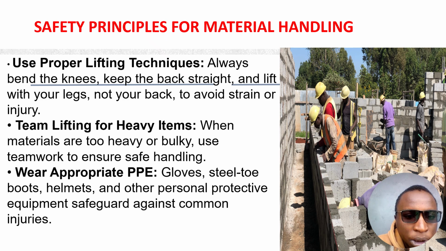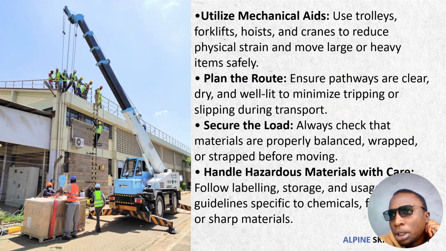When we are handling heavy items, we use teamwork to ensure safe handling, involving everyone on the construction site. The other one is to wear appropriate PPE on the construction site, which protects the operatives from physical harm. The other one is to use mechanical aids such as trolleys, forklifts, hoists, and cranes to reduce physical strain or move large or heavy items safely. You can also talk about this when you are doing a slab: you can use a crane to lift the concrete up to the floor where you are making your slab.